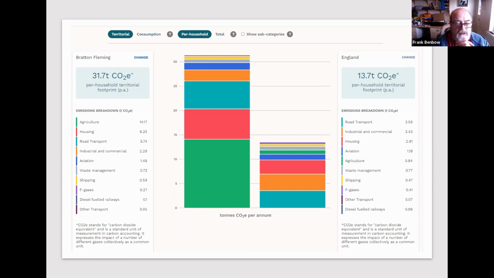And this is for territorial, and it's done on a per household basis. And what you can see clearly is that agriculture for Bratton Fleming is the most significant contributor to our territorial emissions.